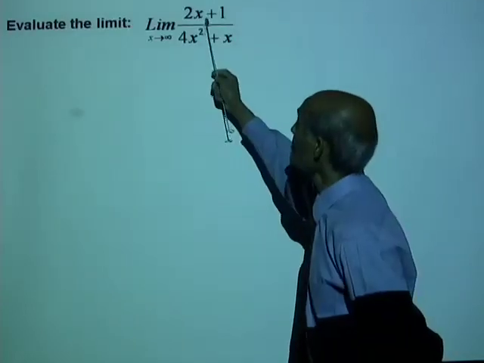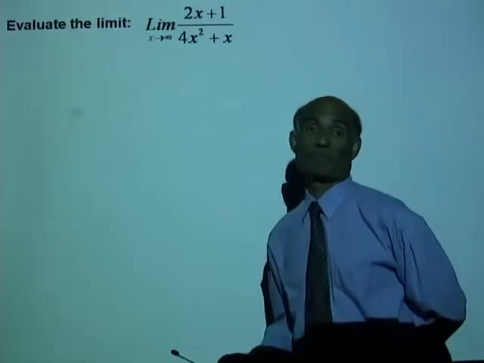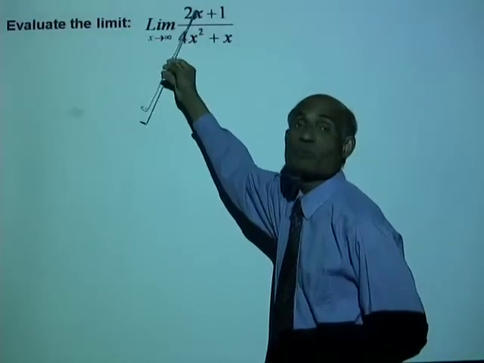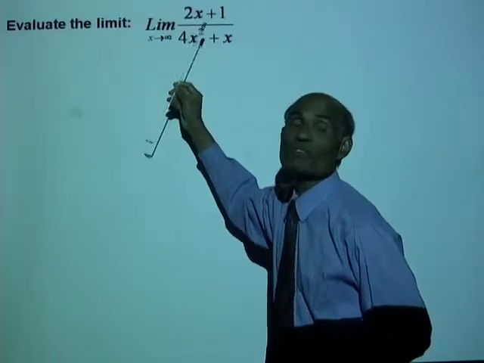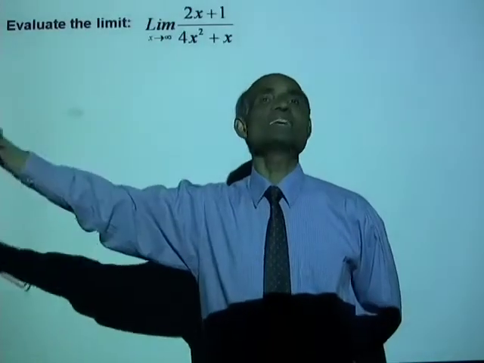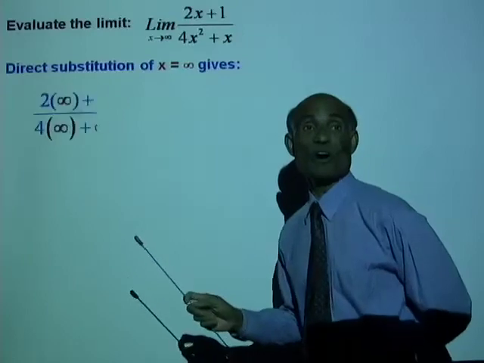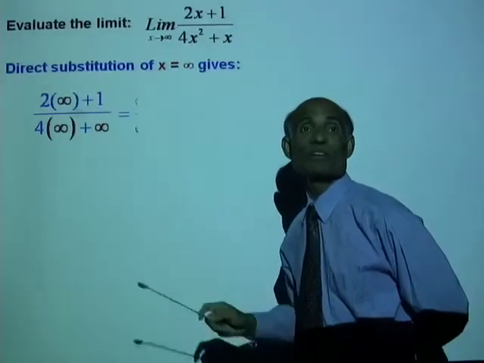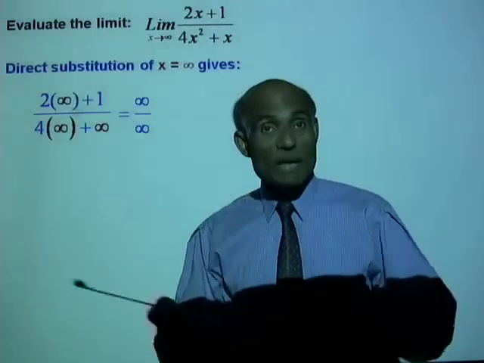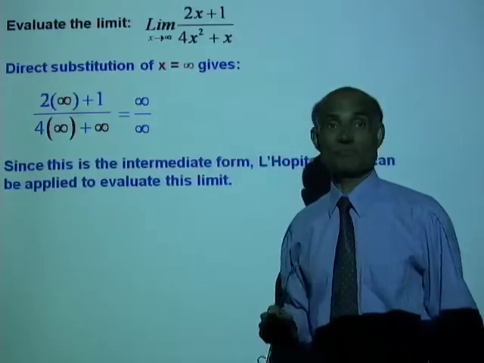Infinity, 2x plus 1 over 4x squared plus x. Well, it's very clear that when you replace x by infinity, this will be of the form infinity over infinity, because when x equals infinity, 2x plus 1 is infinity. This is an intermediate form, therefore we can use L'Hopital's rule there.